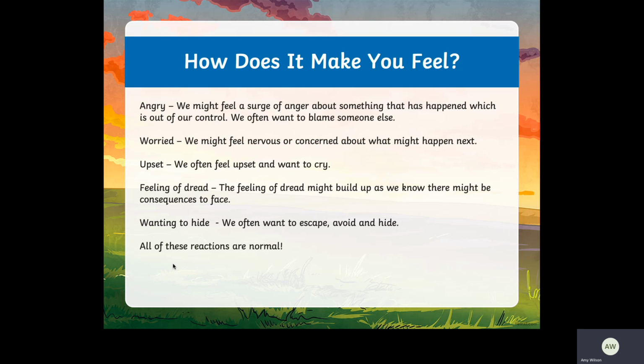All of these are completely normal. Okay, all of those, when things go wrong, are completely normal. And I have had a day where things have just gone wrong. And I think, looking at that list, I've probably felt all of those today. Every single one of them I've probably felt today, when things have just gone wrong.